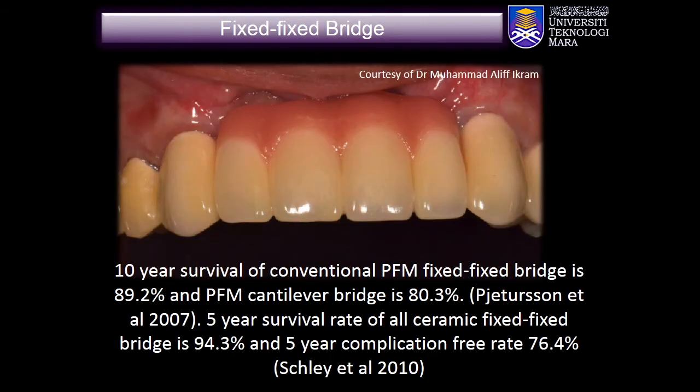The patient's systemic status, budget, preference, extensive edentulous span, and abutments requiring extracoronal protection may be a reason for the bridge being the preferred choice. The projected 10-year survival of a conventional porcelain fused to metal fixed bridge is 89.2%, and for the porcelain fused to metal cantilever bridge is 80.3%. The 5-year survival rate for an all ceramic fixed bridge is 94.3%, and the 5-year complication-free rate is 76.4%.